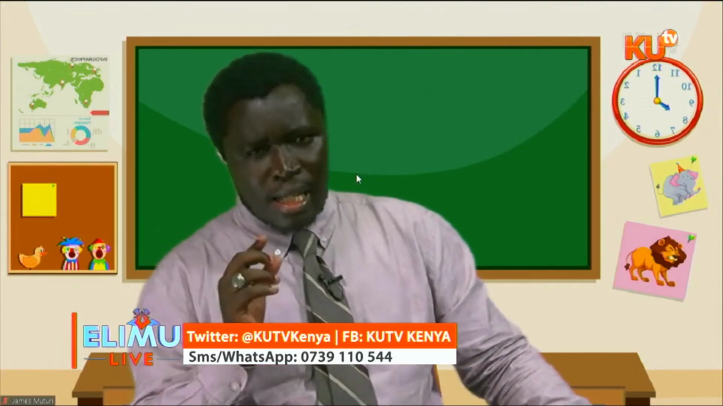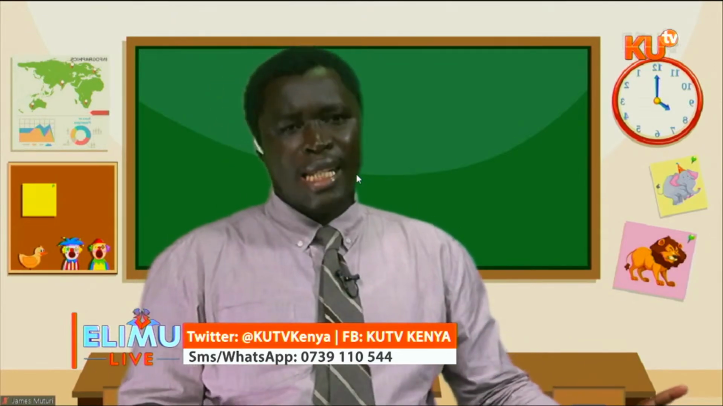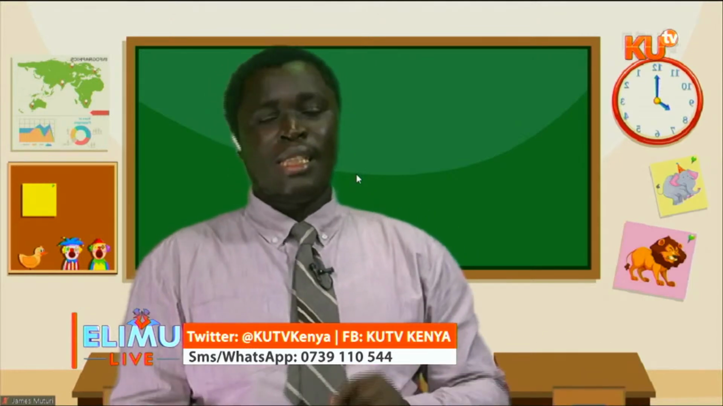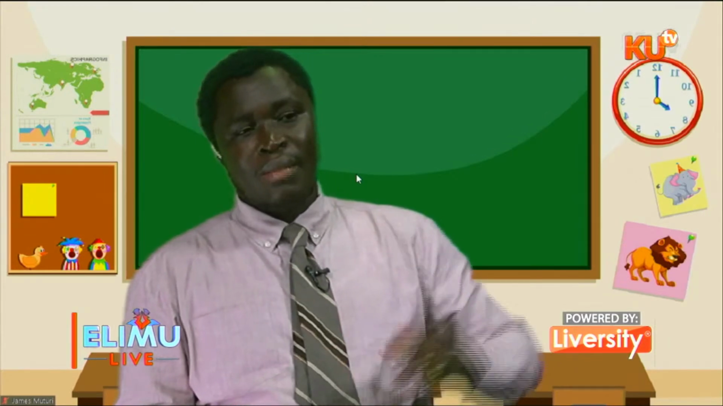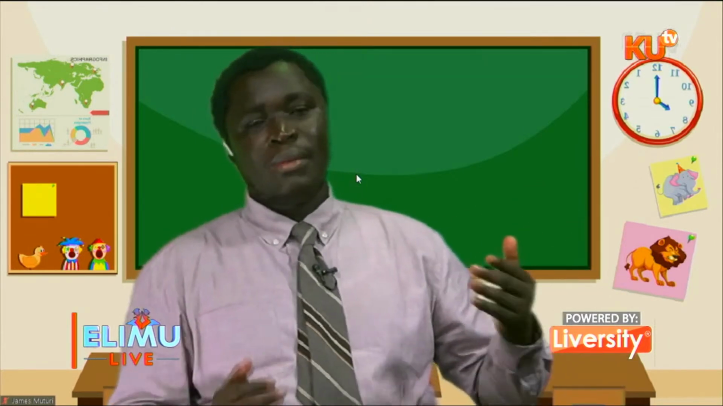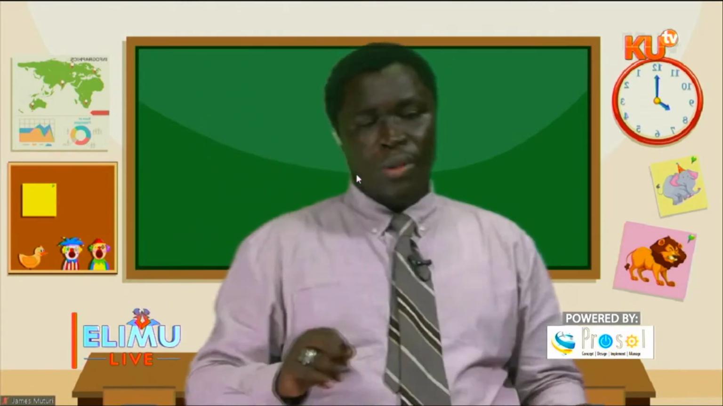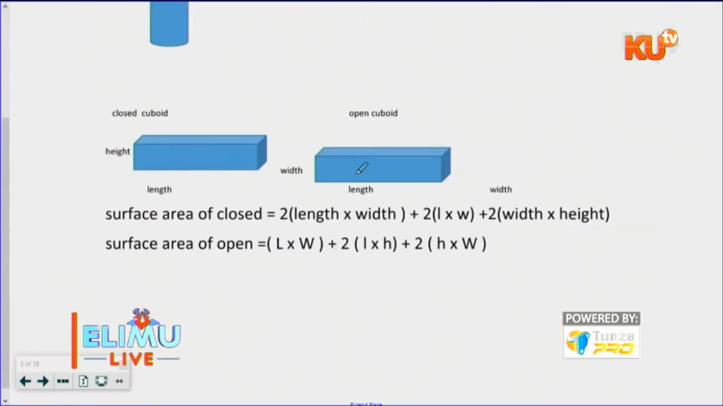And I want you to be very keen on this. Always identify the face that is open. It is not a must that it will always be the top. Sometimes it can be the cross-section side. Sometimes it can be the face that's facing us. So be very keen on which face is open. That face you will not multiply by 2. Like in my case here, it is the top that is open.